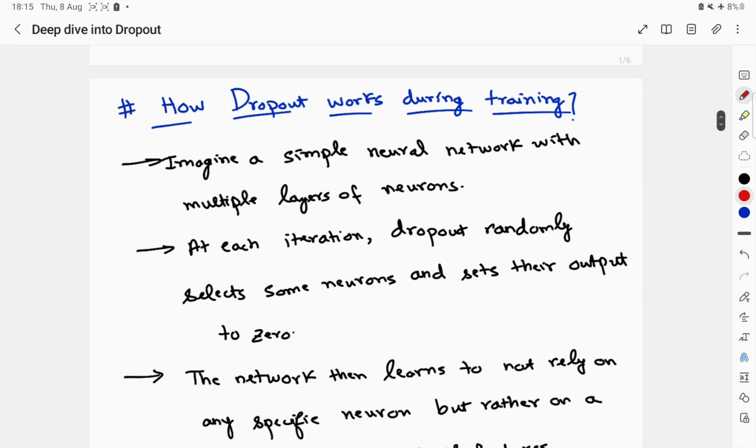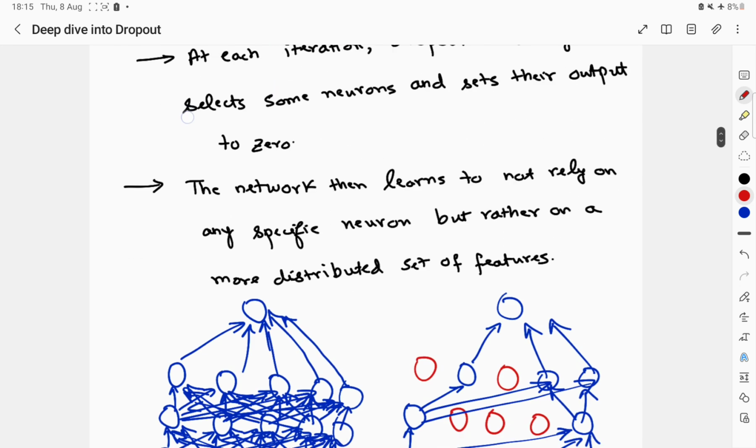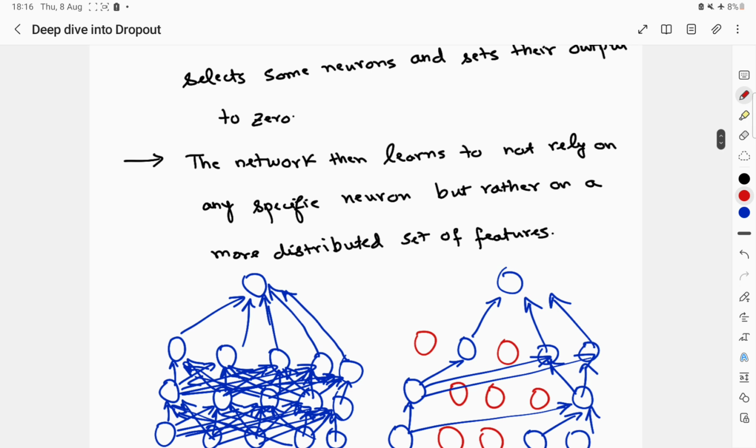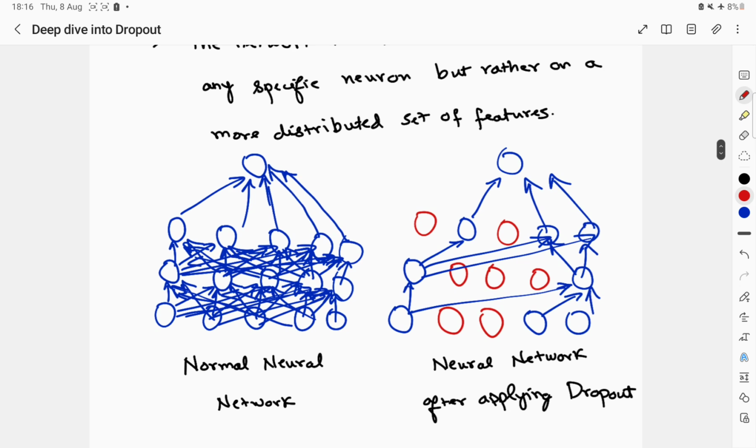Now, how does dropout work during training? Imagine you have a simple neural net with multiple layers of neurons, all fully connected layers. At each iteration in your forward propagation, dropout would essentially select some neurons randomly and set their output to 0. The network then learns to not rely on any specific neuron like we mentioned, but rather on a more distributed set of features, considering different neurons and different connections, right?